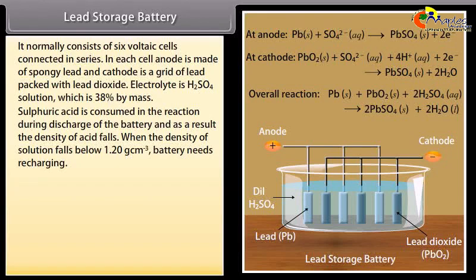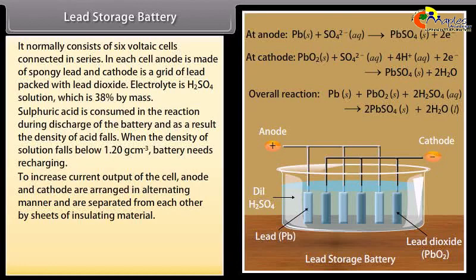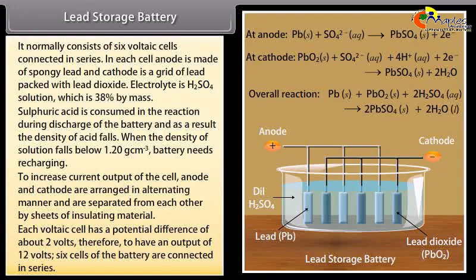When electrical energy is supplied to the battery from an external DC source, the cell operates like an electrolytic cell and chemical reactions take place. But now, the electrode reactions are the reverse of those that occur during the discharge of the battery. To increase the current output of the cell, anodes and cathodes are arranged in an alternating manner and are separated from each other by sheets of insulating material. Each voltaic cell has a potential difference of about 2 volts. Therefore, to have an output of 12 volts, 6 cells of the battery are connected in series.